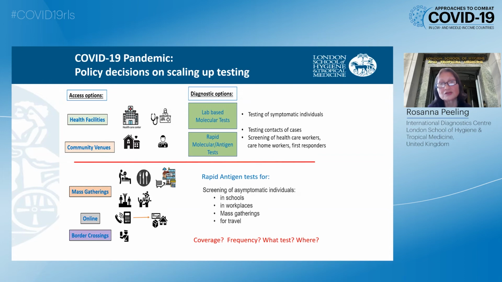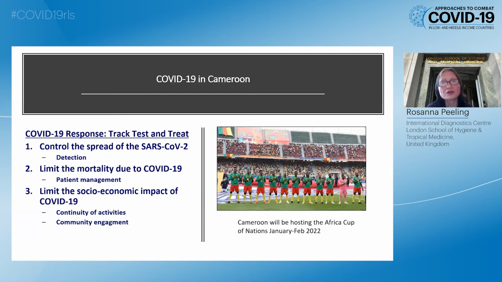But then the question is, who do you screen? How frequently do you want to screen? What tests to use? Because there are so many tests available. And where do you do the screening? Now, I want to give an example of the government of Cameroon, which decided that they want to control the spread of SARS-CoV-2 by case detection and limit the mortality due to COVID, but also limit the socioeconomic impact of COVID-19 by continuing activities and engaging communities.